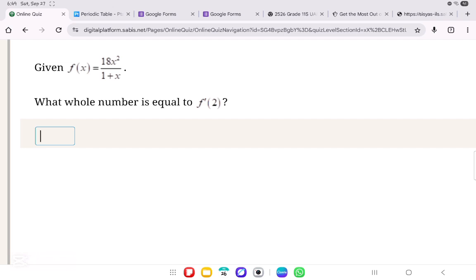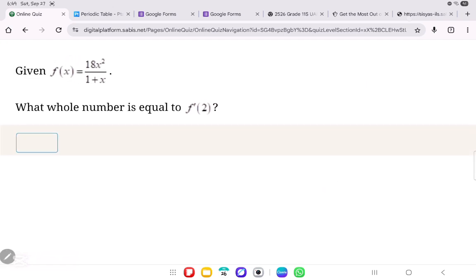What whole number is equal to f prime of 2? F prime of 2 means you need to find the derivative and then substitute in it. Of course, you can do this on your calculator, which is really easy to do, but I prefer not to do it on the calculator. Why? Because, first of all, if we do it on the calculator, we may forget how to actually do it, and what they want from us is how to actually do it.